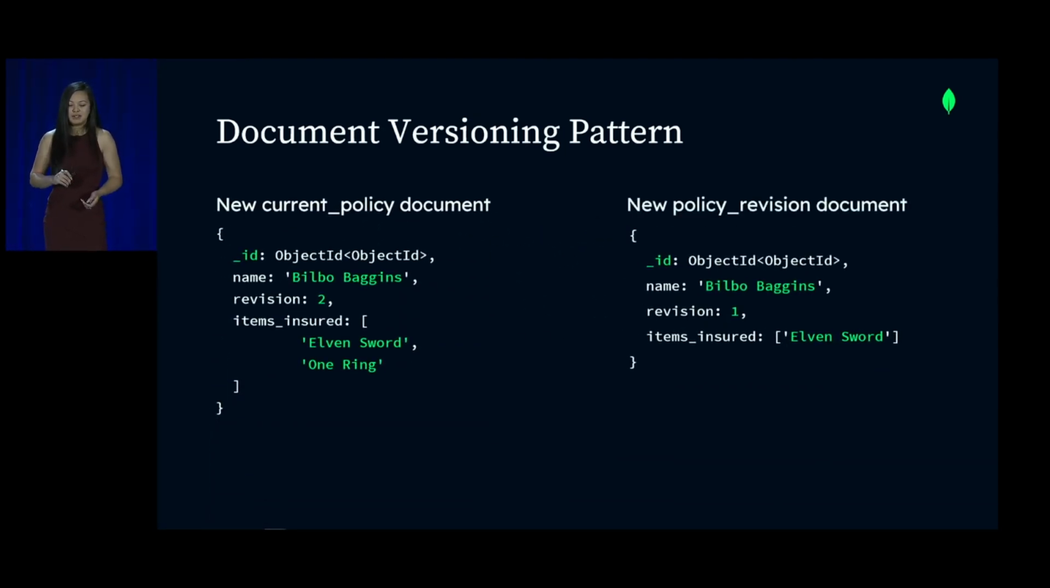So once Bilbo has acquired that ring, which is very rare, maybe that's when he wants to change his insurance policy. So in this case, to apply the pattern, we will now save a copy of that older policy, in this case where he only insured the elven sword, and then we will update the current policy to now show that he is insured for both the elven sword and the one ring.